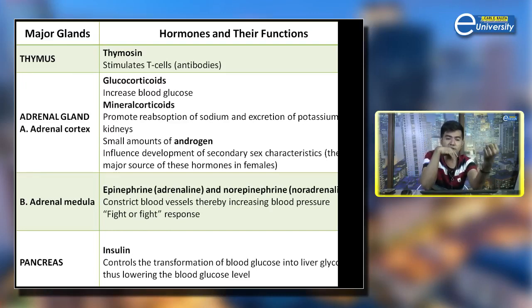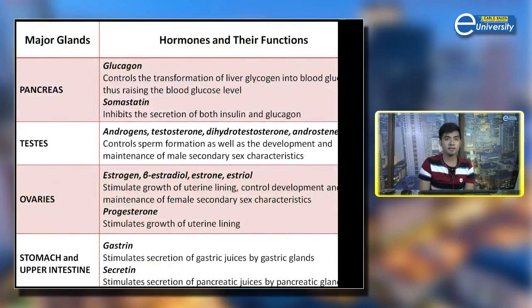So when we are in an emergency, when we are at risk, the adrenal medulla releases adrenaline, which is responsible for the sudden increase of blood pressure. Next is the pancreas. So the pancreas secretes insulin. Insulin is responsible for lowering blood glucose level. The pancreas also secretes glucagon.